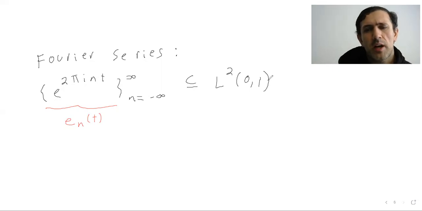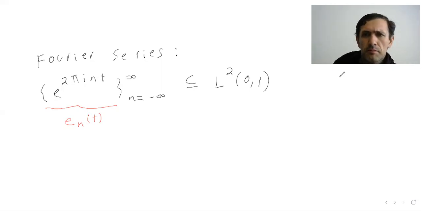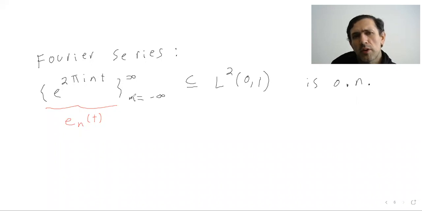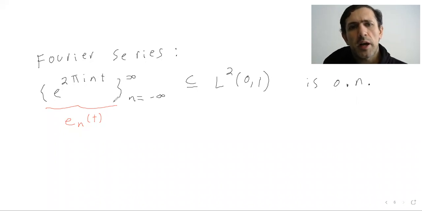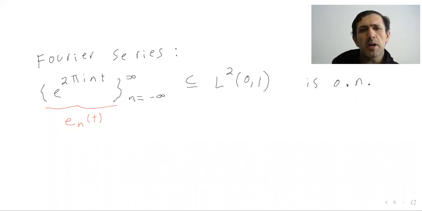And we've done this before. It's very easy to check that this is an orthonormal set. Each one of these has norm 1 in L2, and they're orthogonal to each other. En inner product Em for n not equal to m is 0.